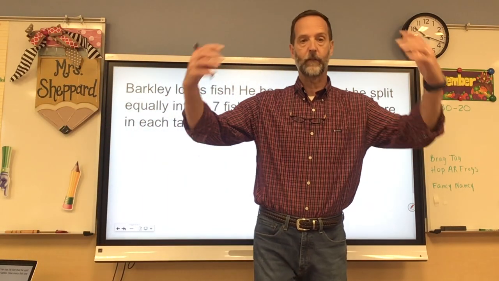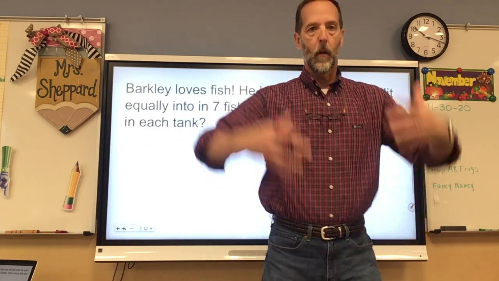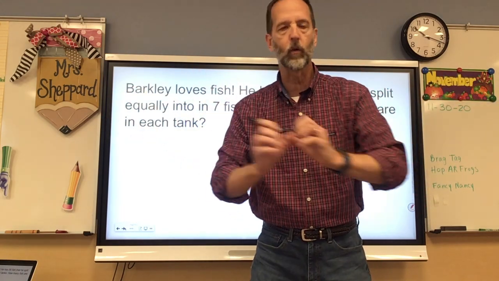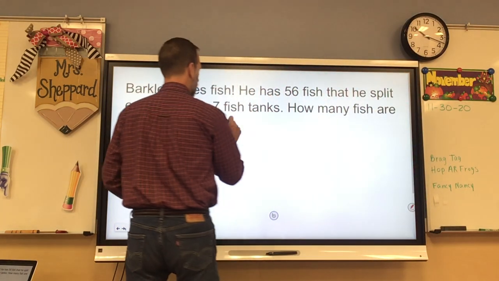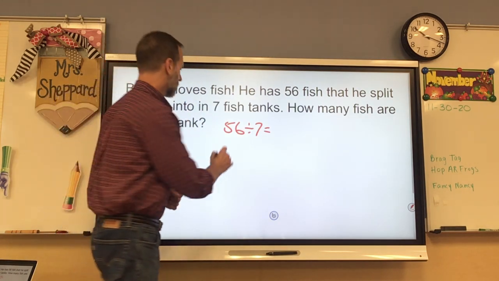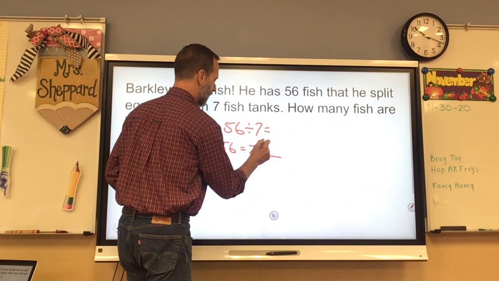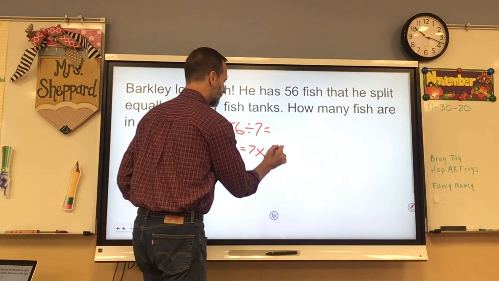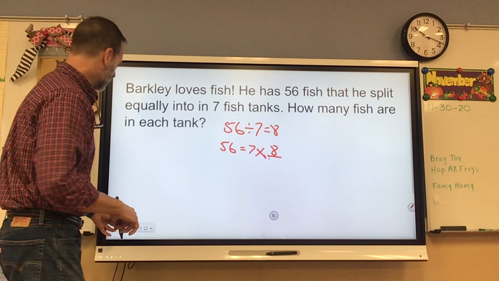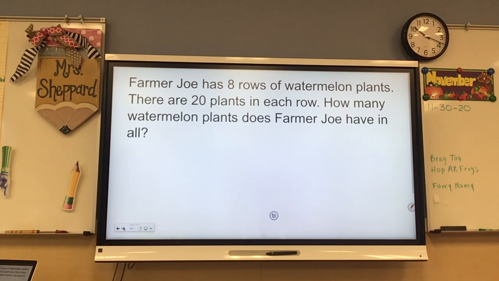All right, he likes fish. He's got 56 total fish. He puts them equally into 7 tanks. Big amount, equal groups. Okay? What is that when you have a big amount and it's going to equal groups? That is division. We're going to do 56 divided by 7. And if you know your facts, 56 is equal to 7 times what? 7 times 8. So he's going to have 8 fish in each tank. 8 fish.